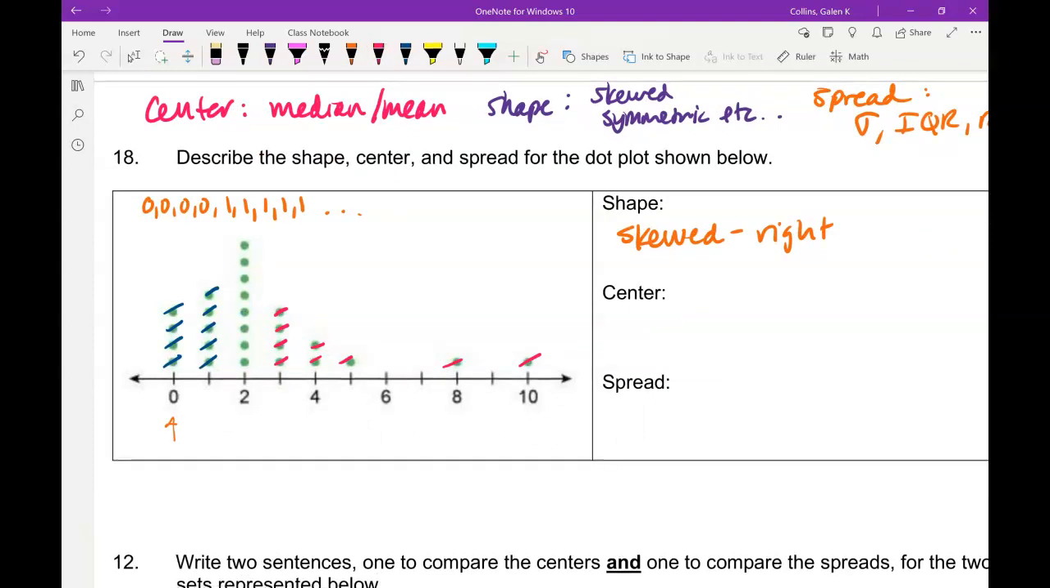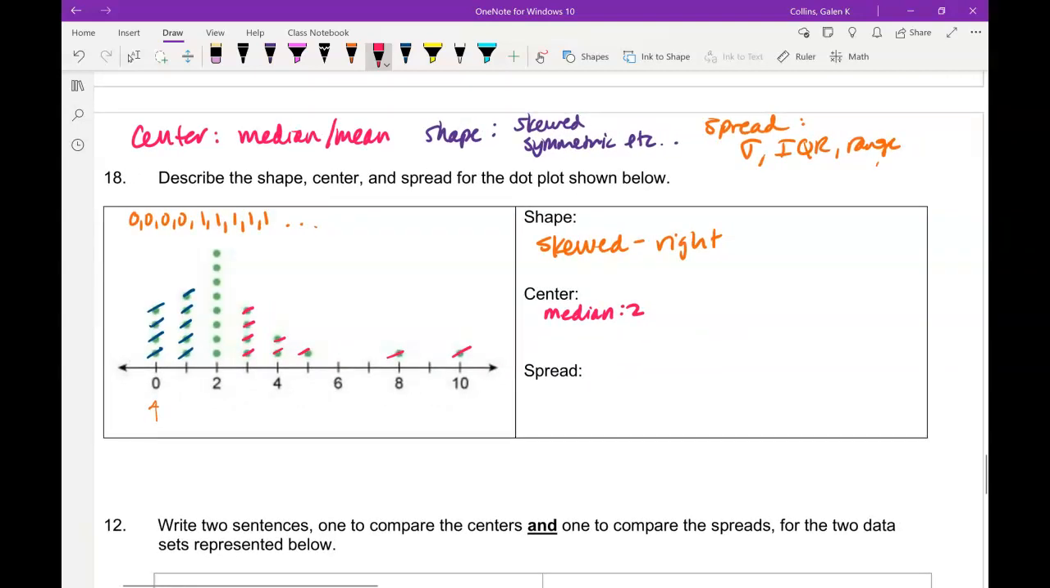So our median of the data set is 2, and for us to find the mean, we would have to add up all these numbers and divide by the number of data. So we can, but we don't really have to. The spread of our data, probably the easiest thing to address here would be the range. Since my max is 10 and my minimum is 0, that means my range is 10.